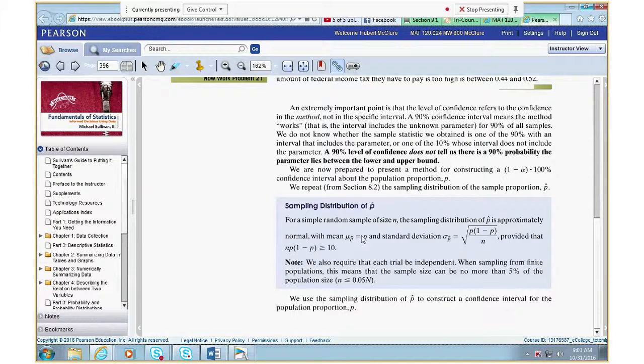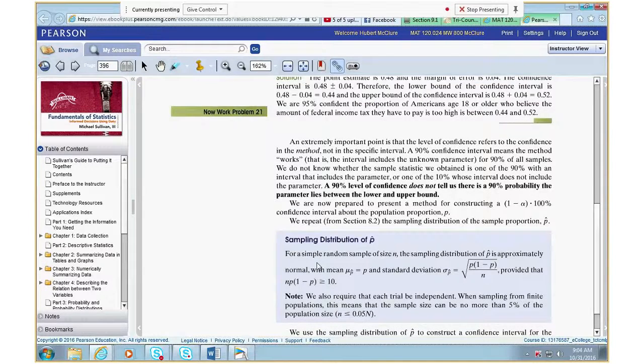And also make sure that when you're dealing with a question, n times p times q is greater than or equal to 10. If it's not, then it's not feasible. So if you say n is equal to 30 and p is equal to 0.25, then 30 times 0.75 times 0.25 needs to be over 10 or it's not feasible. Okay? So that's on page 396.